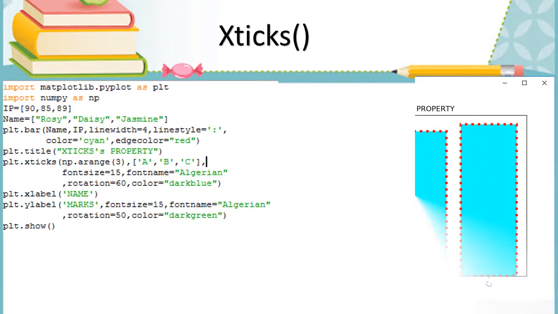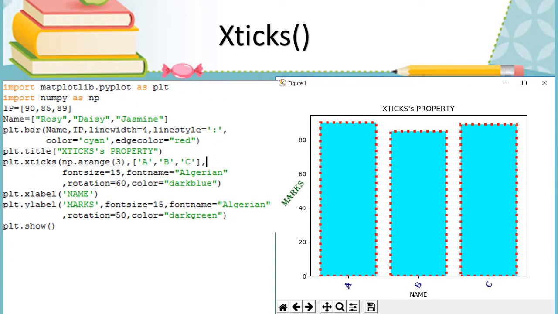And next, like a line plot, we can set the xticks in the bar graph also. So here plt.xticks(np.arange(3)). So what values will be taken? 0, 1, 2 values will be taken. For that, instead of 0, 1, 2, we can set labels for the x-axis. Here the labels are enclosed in square brackets in list format: A, B, C.